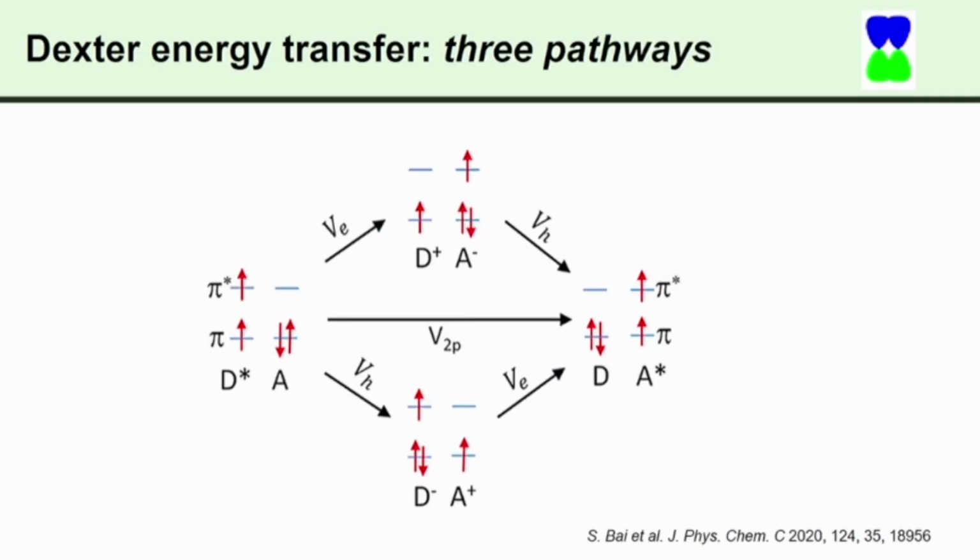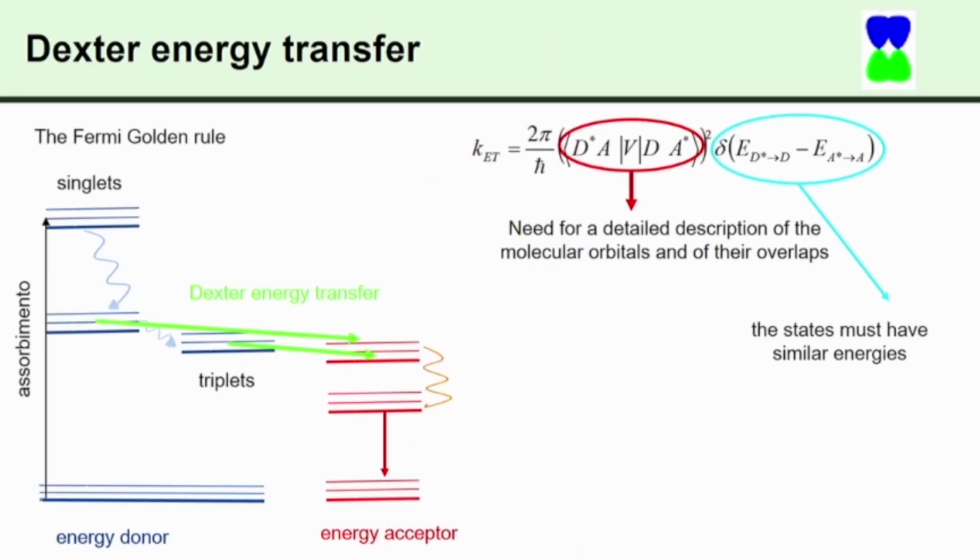And actually, there are other mechanisms. So this is a beautiful review that I've seen recently. And you can go with this Dexter energy transfer, transferring simultaneously two electrons, or you can go transferring an electron and then a hole, or a hole and then an electron, going through this charge transfer state. But my point is that whatever the mechanism, the rate of the process is always governed by the Fermi golden rule. And so again, what you have here is the interaction between the two species.